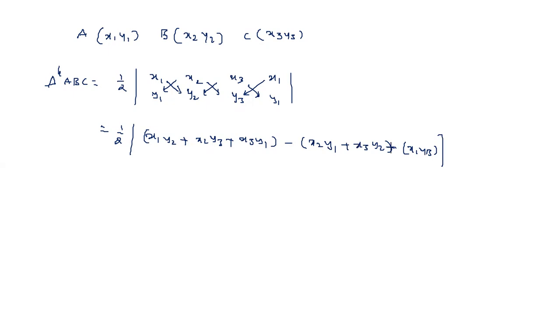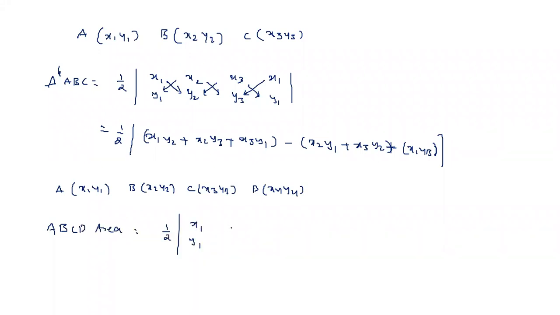All the things must be there. Suppose I'm giving 4 coordinates, A x1 y1, B x2 y2, C x3 y3, D x4 y4. Then if I'm asking to find the area formed by this quadrilateral, whether it might be a rectangle, square, or whatever. So the area of ABCD can be calculated as half. Write all the coordinates x1 y1, x2 y2, x3 y3, x4 y4, and again x1 y1.